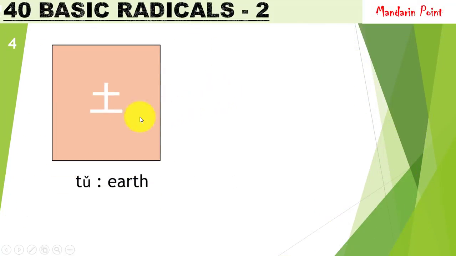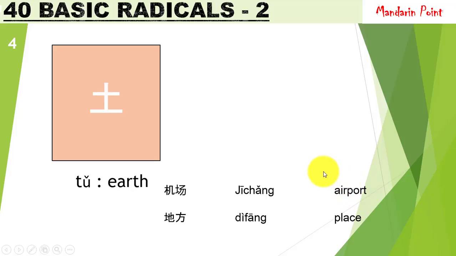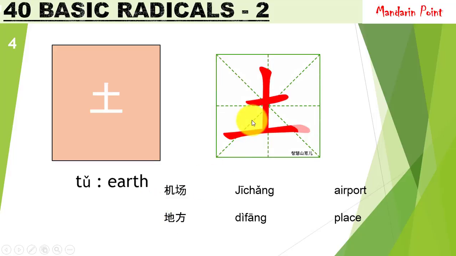The next one is tu, meaning earth. This radical represents anything related to earth. For example, we have ji chang, meaning airport. An airport has a lot of earth, meaning a lot of space, so it uses this tu. You can see it over here. It is di fang, meaning place. It also uses this tu. You can see it over here. Let's derive it from basic strokes, and it is very simple: just a horizontal stroke and a vertical stroke.